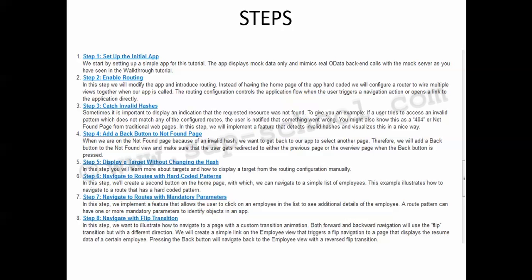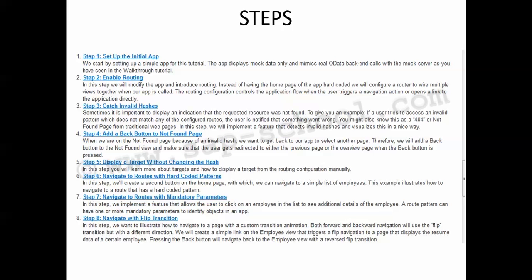So this app displays the mock data only and mimics the real OData backend calls with the mock server, as we can see in the tutorial here. So now the second thing is to enable routing. In this step, we'll modify the app and introduce the routing. So instead of having the home page of the app hard-coded, we will configure a router to wire the multiple views together when our app is called.